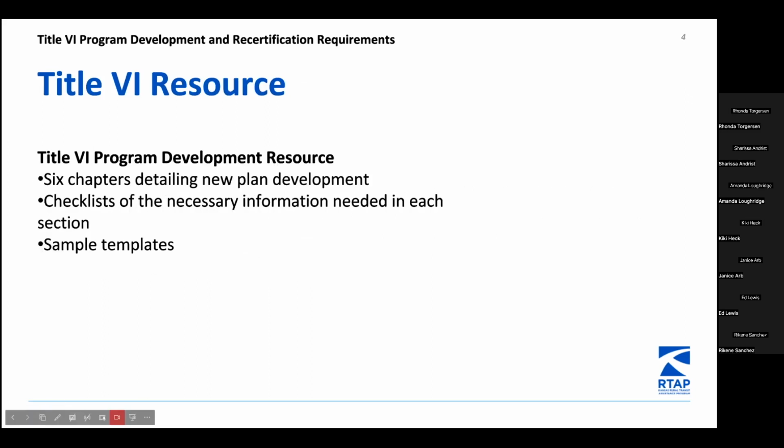Okay, so now I'll talk a little bit about what the actual development resource is going to look like. There will be 6 chapters, as we saw on the agenda, detailing new plan development. Each chapter will go into depth about what each section is and what is required of each agency within their Title VI program. And then within each chapter, there'll be a checklist of necessary information needed in each section.